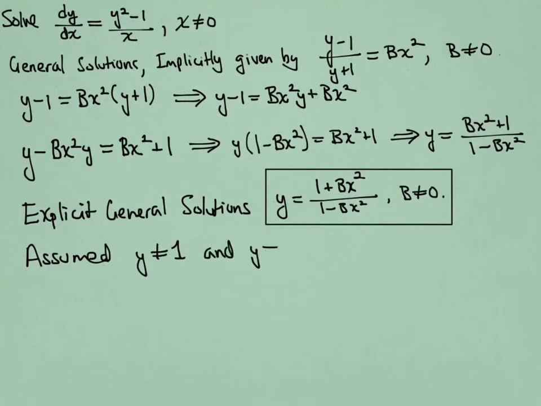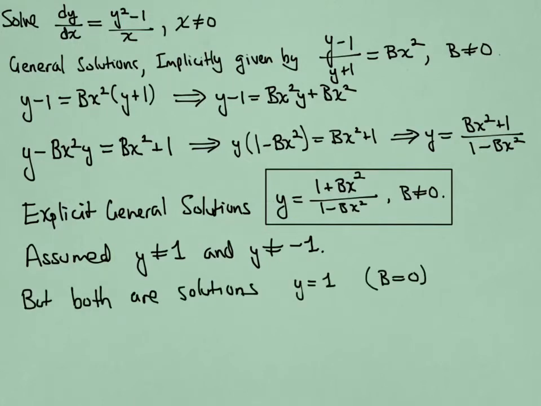Now remember, we assumed at some point that y is not equal to 1 and y is not equal to minus 1. And we should consider whether or not those were solutions as well. Our analysis on the previous slide gave us this general form under the assumption that it wasn't those two values, but we should consider those separately. But both are in fact solutions.